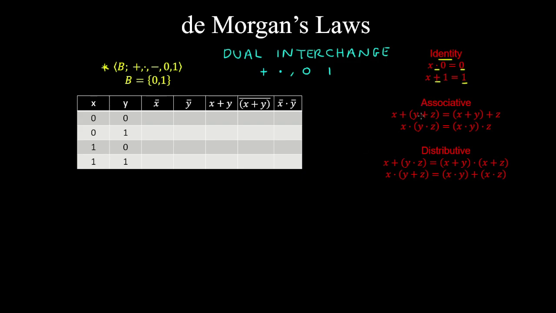And similarly, the associative laws are duals of each other, where the OR operations can be interchanged with AND. And the distributive laws are also duals of each other. So we can see that the OR and AND operations are interchanged between these two laws.